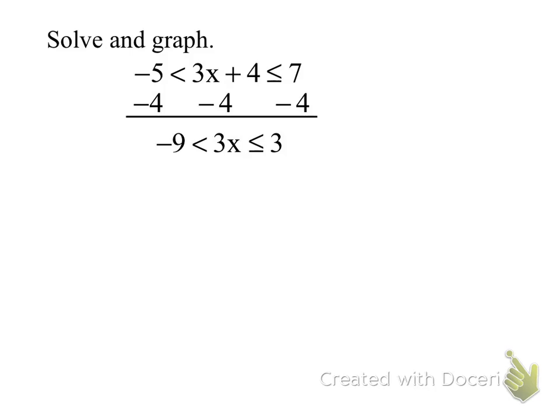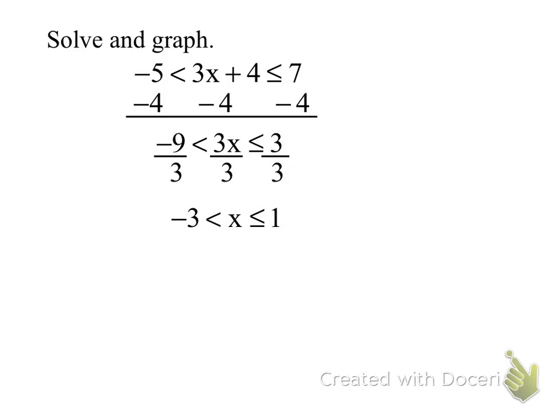How about Oscar? What would I do next? Then I divided by 3 on all sides of the equation. All 3 parts of the inequality. And then I got negative 3 is less than x is less than or equal to 1. Perfect. And then when I go to graph it, how's this graph going to be different than the ones we've already done?